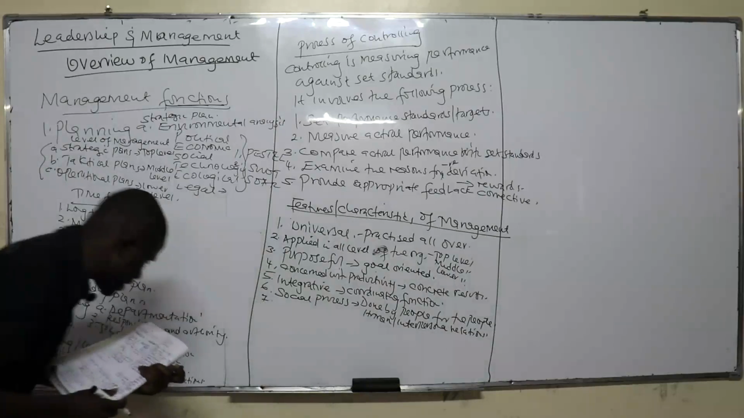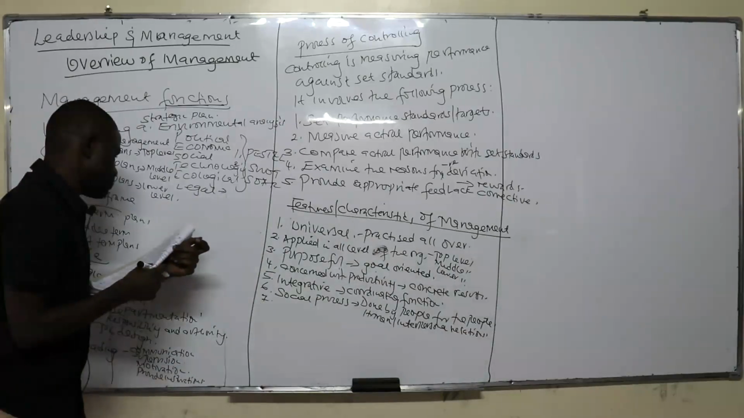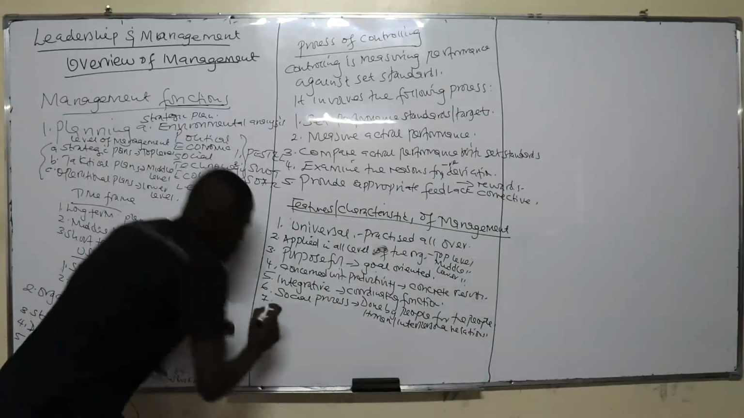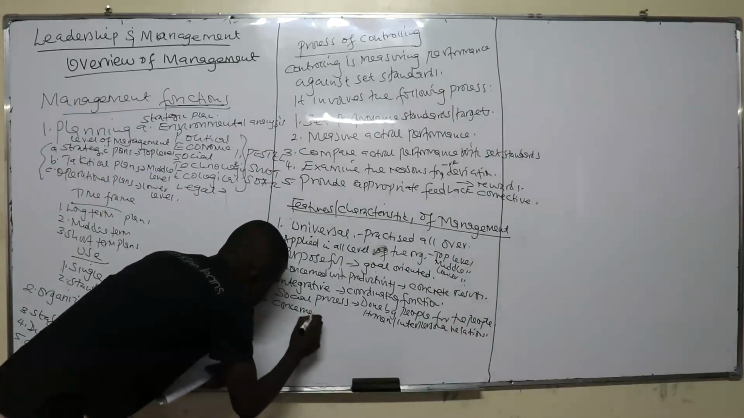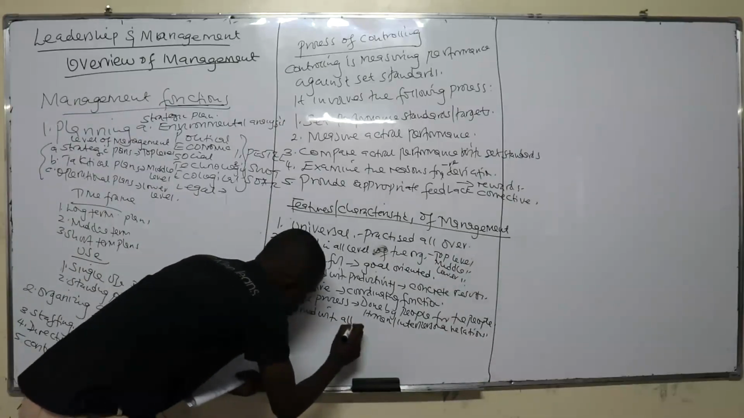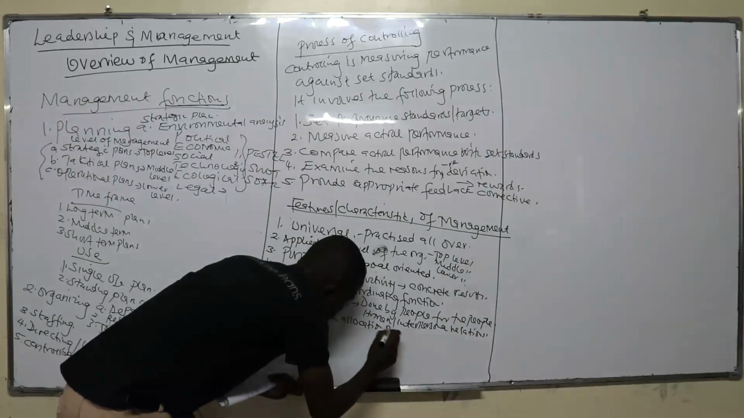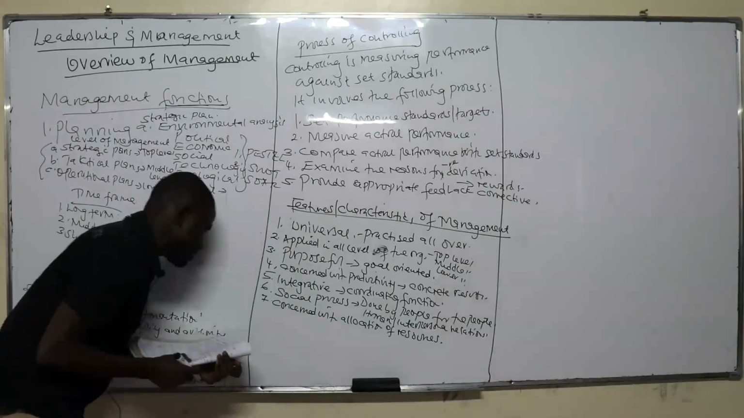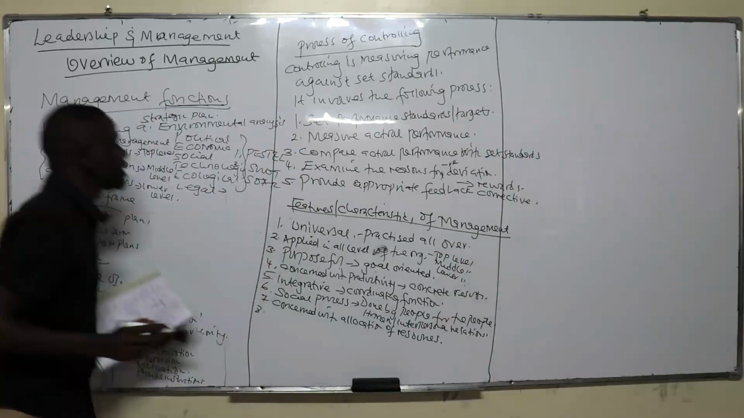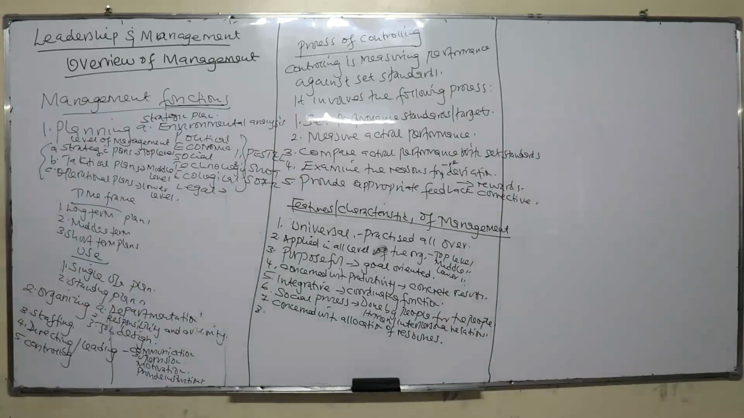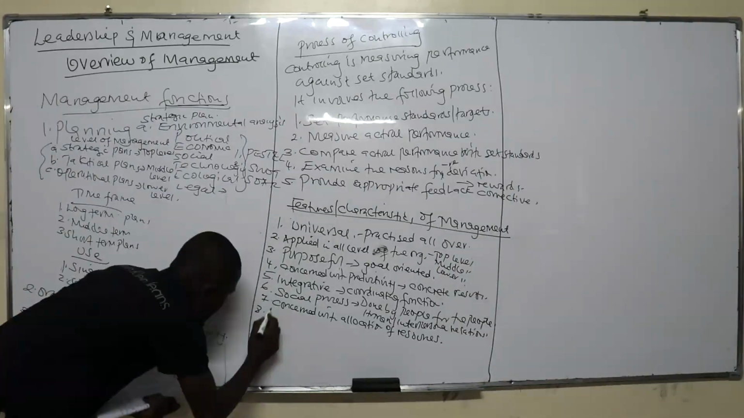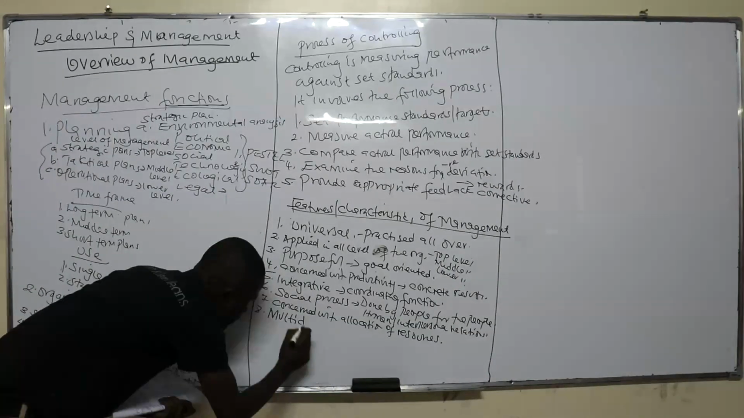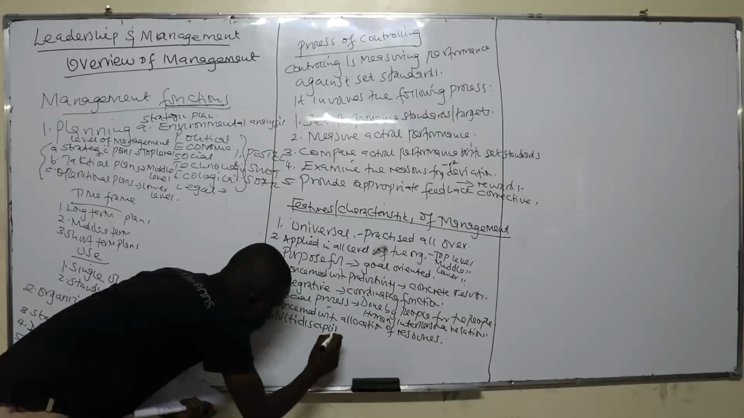And number 7 is that it's concerned with allocation of resources. Note that we say that one of the characteristics of strategic planning is that it involves allocation of major resources of the firm. Then it is multidisciplinary. What does it mean by multidisciplinary?